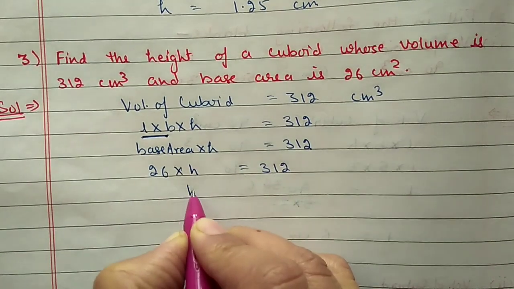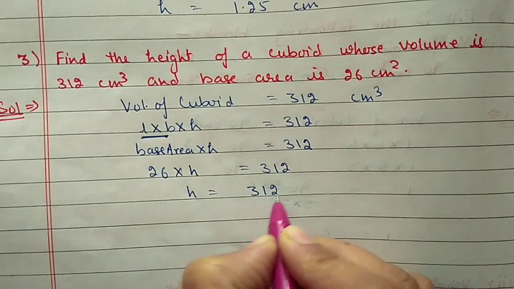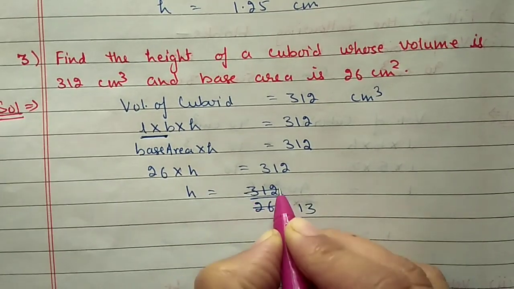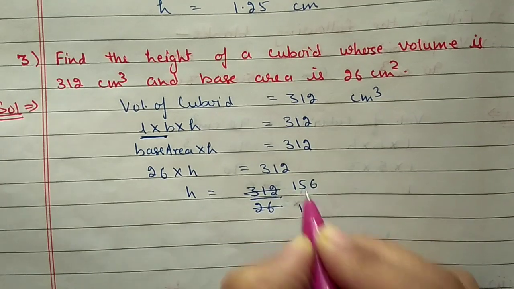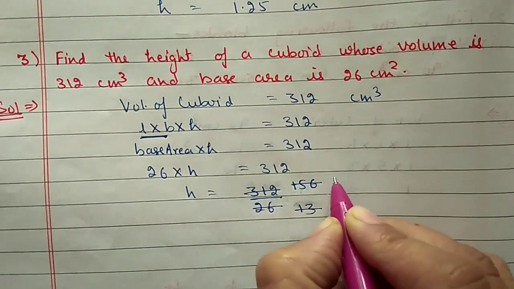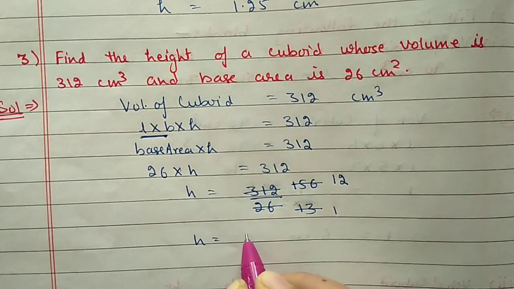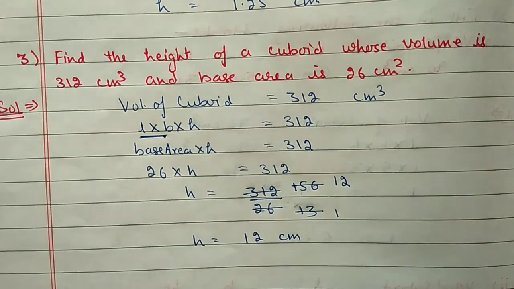So 26 we can shift to the other side, it will go for division. Cancel out: 2 thirteens are 26, 2 fives are 10, and 6 times, then again 13 ones are 13 and 13 twos are 26. So height of this cuboid is 12 centimeter.